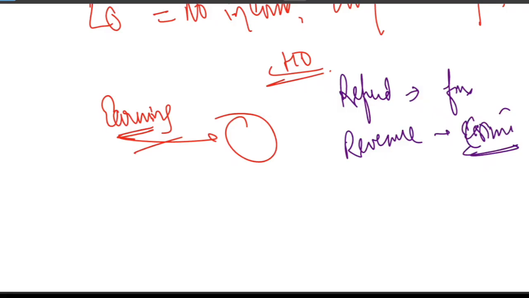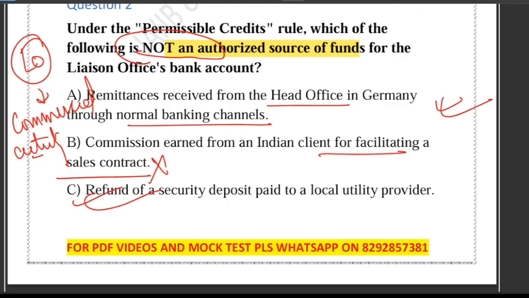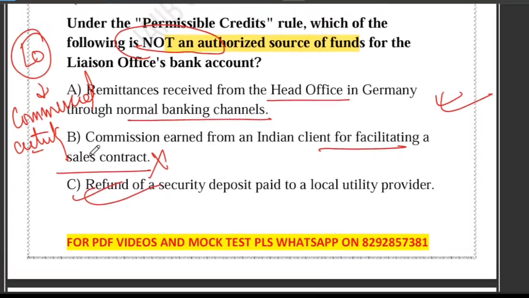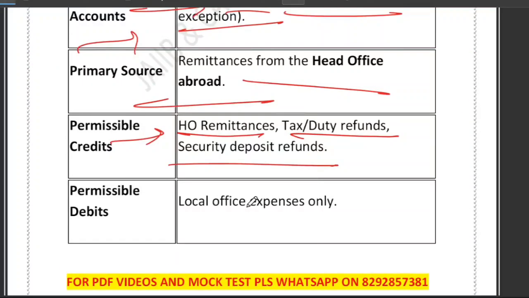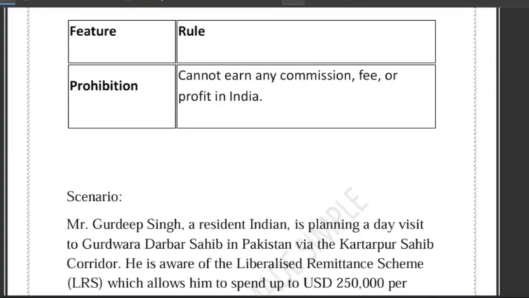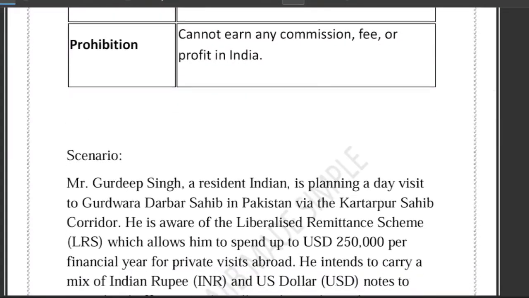So let me just summarize in a few words what we have discussed. An LO can have only one bank account. Main credit is their head office remittance. They are also allowed tax and customs refunds. An LO cannot earn any income, commission or fees in India. So the prohibited item is option B, right? We talked about permissible debit being for local office expense only. They cannot earn any commission, fee or profit in India.